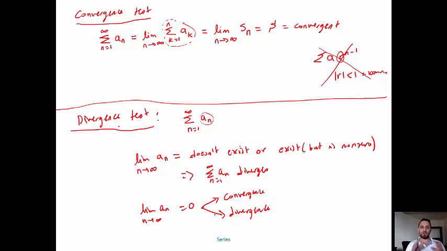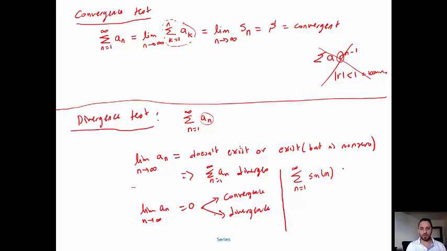So in summary, for the divergence test, you find the limit of a of n as n goes to infinity. If it gives you some value other than 0, or it doesn't exist, then definitely it's divergent and there is no need to perform any other test. However, if it gives you 0, then here you need another test to check for divergence or convergence. Let's take an example for the first scenario, at which you have the series as n goes from 1 till infinity of sine of n.